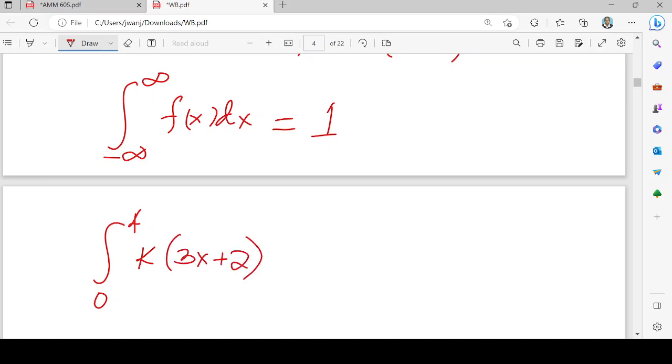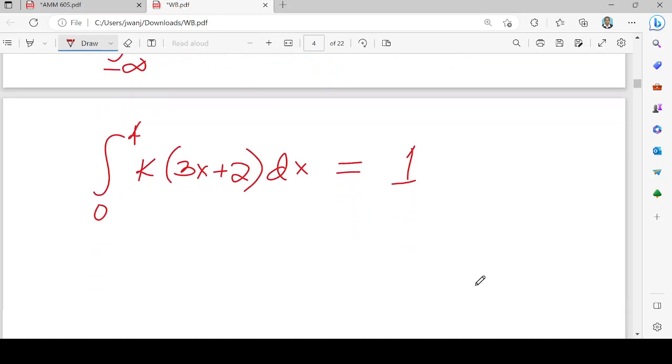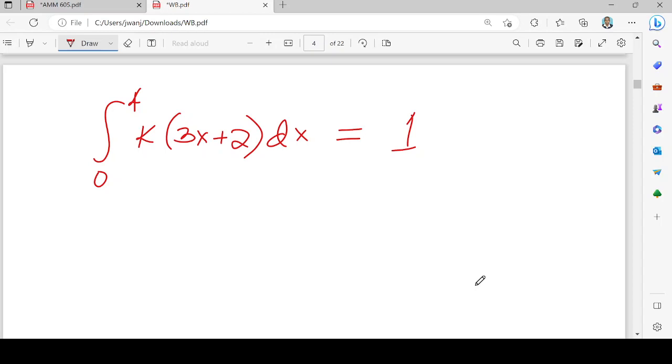So in our integral, this is how we can write it. The integral from 0 to 4 of k into 3x plus 2 dx is equal to 1. Then we integrate this. So we write k times 3 over 2 x squared plus 2x, from 0 to 4, is equal to 1.